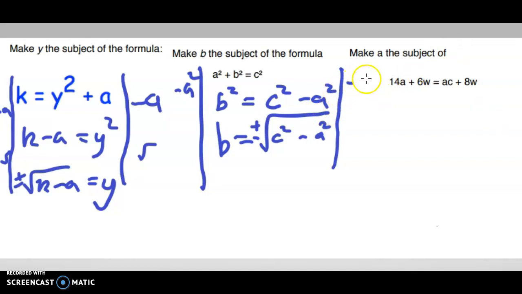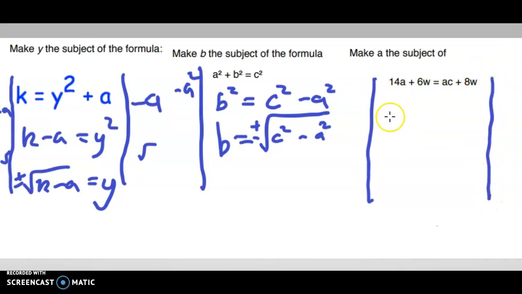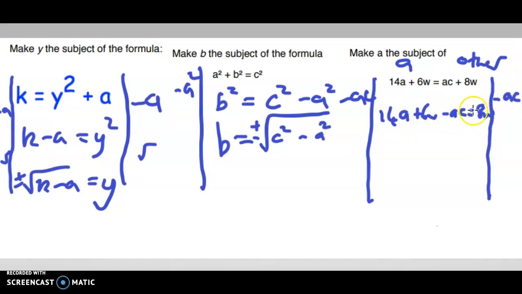This last one, I'm just going to make a little bit more space. The last one's a little bit more interesting because we've got a turning up twice. My plan of attack is to get all the a's to this side and all the not a's, the others, over to the other side. So I'm going to minus ac. So I've got 14a plus 6w minus ac equals 8w. Okay, now I'm going to minus 6w.